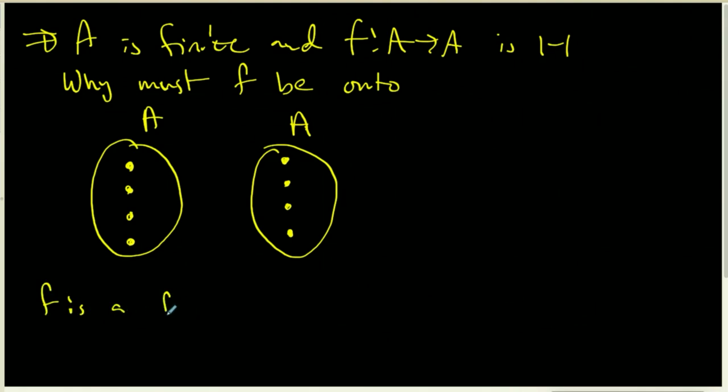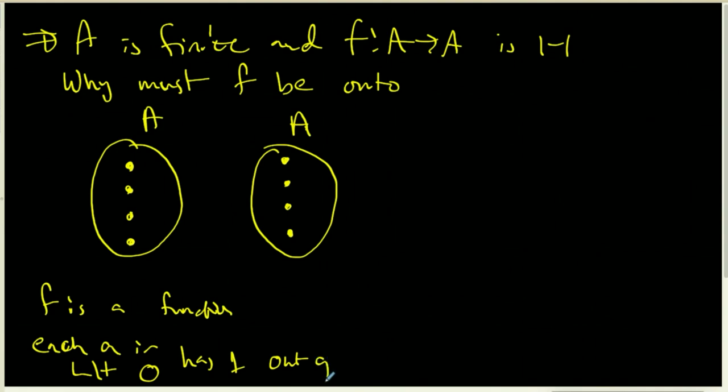I want to think about what f is a function means. F is a function means each a in the left-hand circle has one outgoing arrow. And we can do these arrows in different colors. So there's outgoing arrow 1. Here's outgoing arrow number 2. Here's outgoing arrow number 3. And here's outgoing arrow number 4.